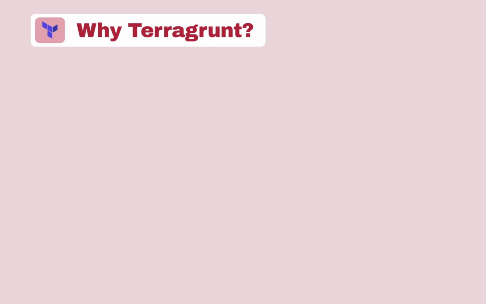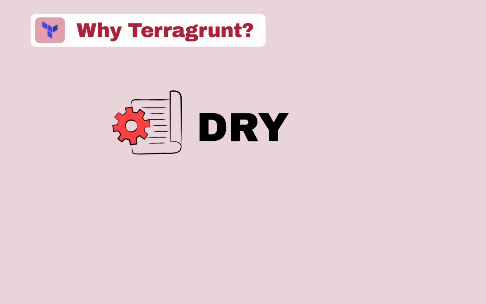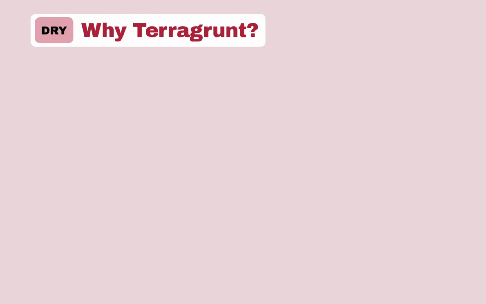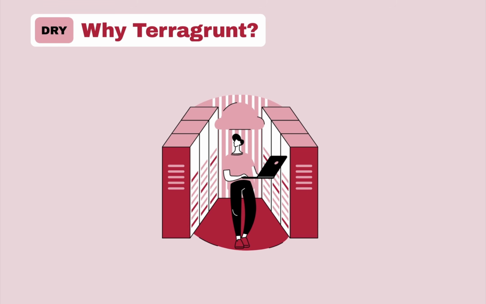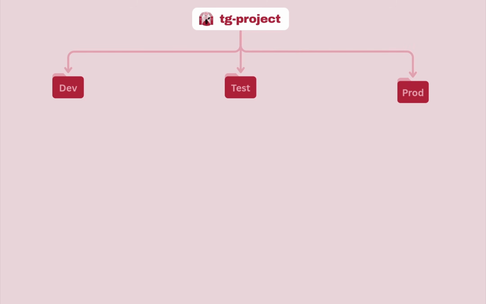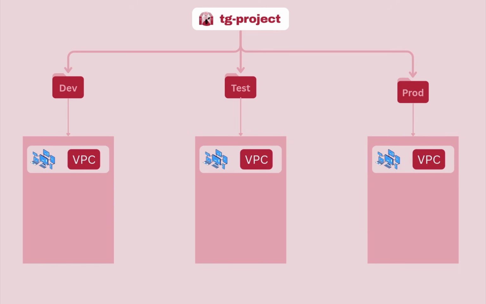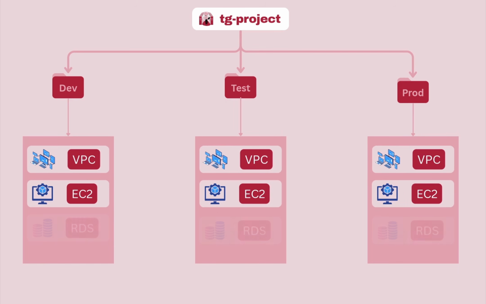If you check the Terragrunt documentation, it will say it supports the DRY concept. DRY means don't repeat yourself. For example, we want to manage infrastructure across 3 environments: dev, test, and prod. Inside each environment, we will use multiple resources, for example, VPC, EC2, RDS.